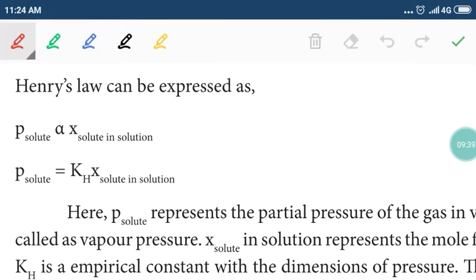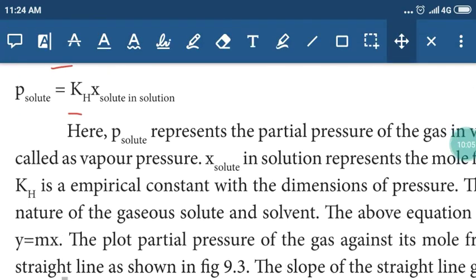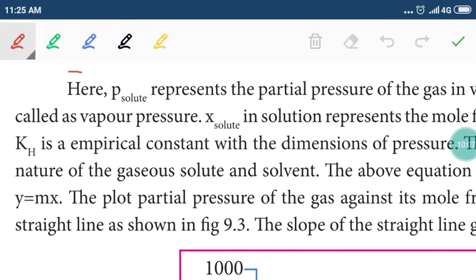According to Henry's law, the partial pressure of the solute is directly proportional to the mole fraction of the solute in the solution, and we can remove this proportionality by introducing a constant, kh. This is the proportionality constant, or empirical constant, and it depends on the nature of the gaseous solute as well as the liquid solvent molecules.